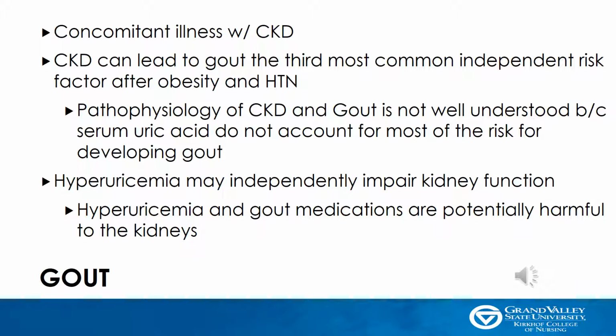So hyperuricemia and gout are other conditions that are associated with chronic kidney disease. In fact, chronic kidney disease is the third most common independent factor for gout after obesity and hypertension. The pathophysiology of chronic kidney disease and gout is really poorly understood at this point, and we have studies looking at hyperuricemia as an independent factor in kidney function itself.